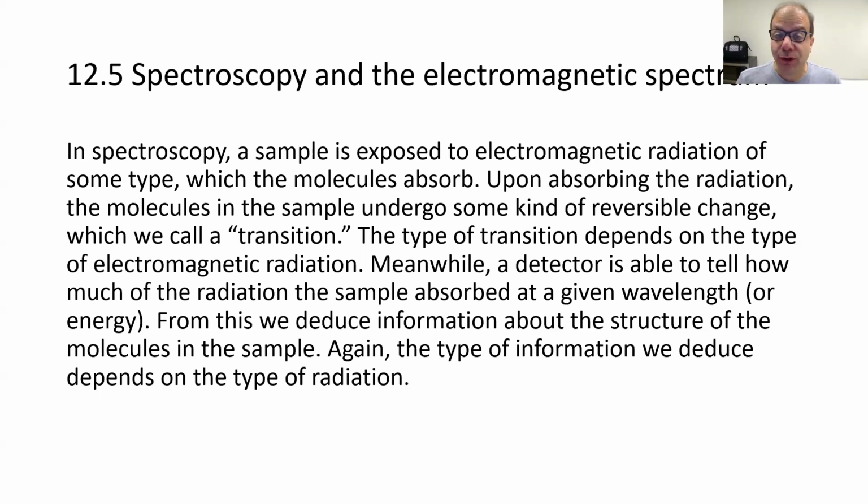And when they do so, they undergo what's called a transition, which is a reversible change. Generally, it doesn't involve breaking bonds or anything like that. And the type of transition that the molecule undergoes depends upon the type of electromagnetic radiation. And so then there's a detector on the far side of all of this that tells us which wavelengths or which frequencies of that radiation got absorbed. And from that, we get information about the structure of the molecule. And the type of information we get is based on the type of radiation that we used in the experiment.